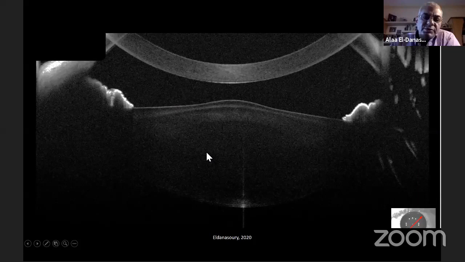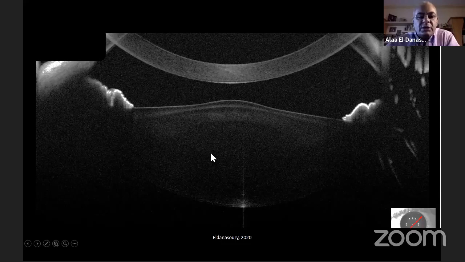So if you do any laser vision correction on this patient, then you are really jeopardizing her future refraction after surgery, because one day she will have this lens extracted and then she will have a severe hyperopia. So having the anterior segment OCT gives you a full picture of the anterior segment.